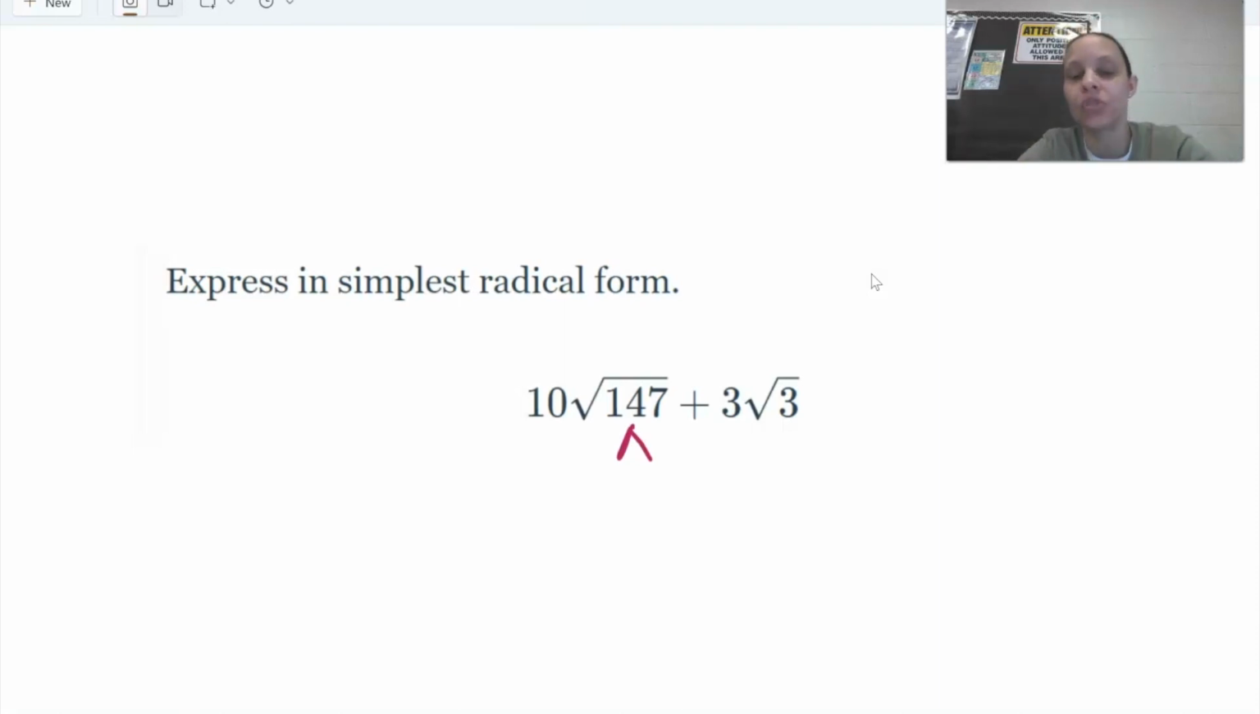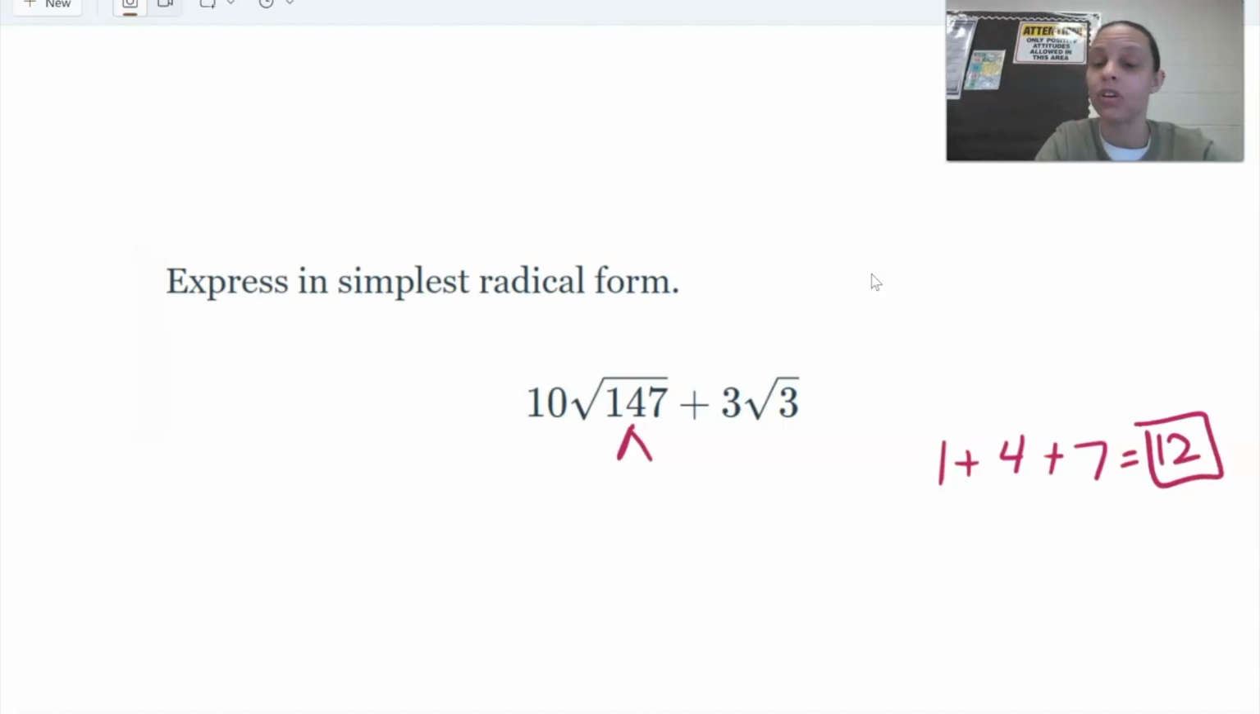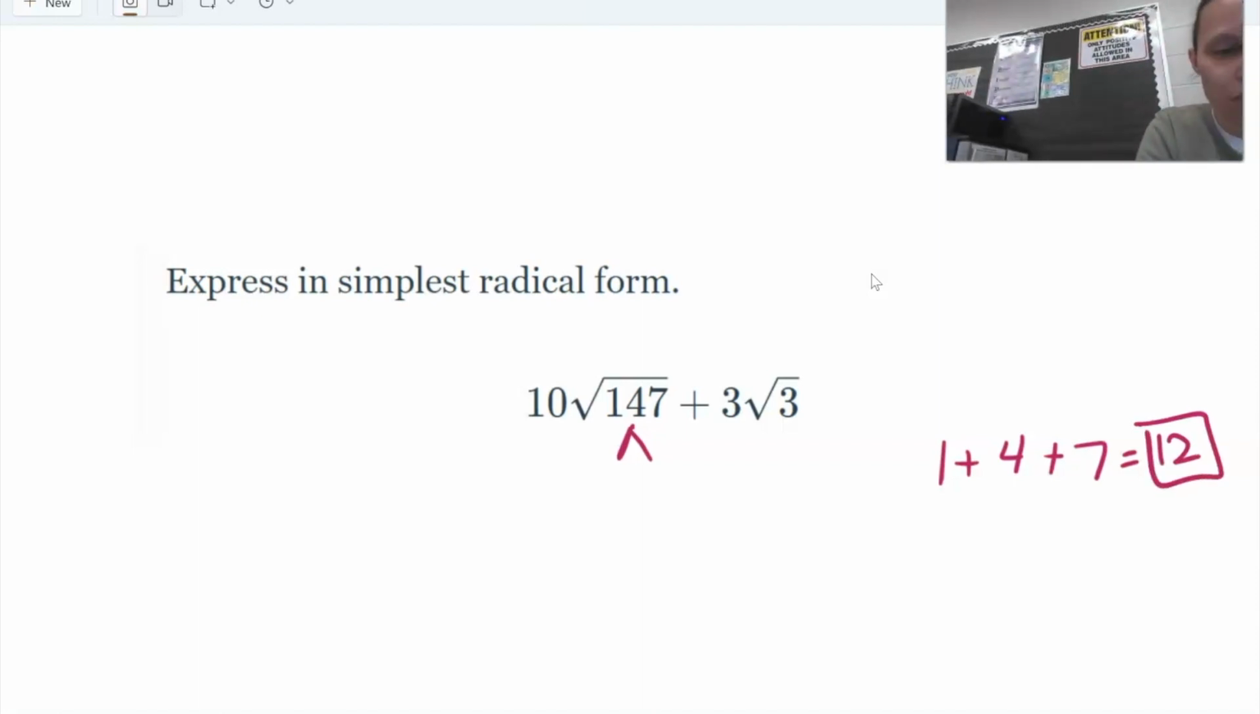I need to know what goes into 147 without a calculator. So this is where, if you don't know how to do it, you sing my long division song. I know 2 doesn't go into it because this is not an even number. To check 3, remember, if you add the individual digits and the sum is divisible by 3, then 3 goes into it. So 1 plus 4 is 5, 5 plus 7 is 12. Does 3 go into 12? It does. So 3 goes into 147.